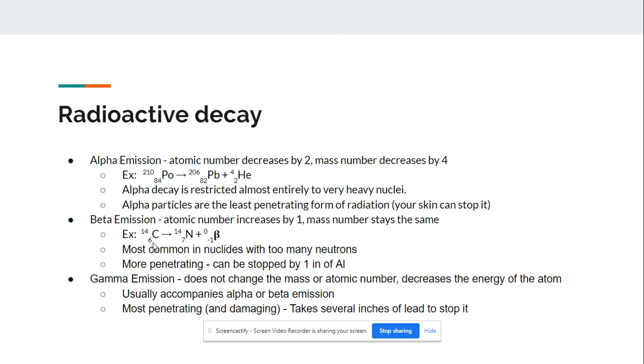Carbon-14 is present in all carbon-based life forms, including you. So again, beta decay is all around you, but this is also not very penetrative. It's a little bit faster than alpha decay, but it can be stopped by 1 inch of aluminum foil.